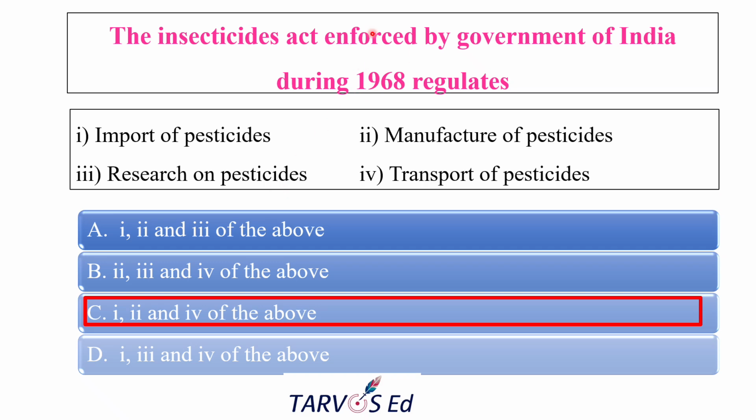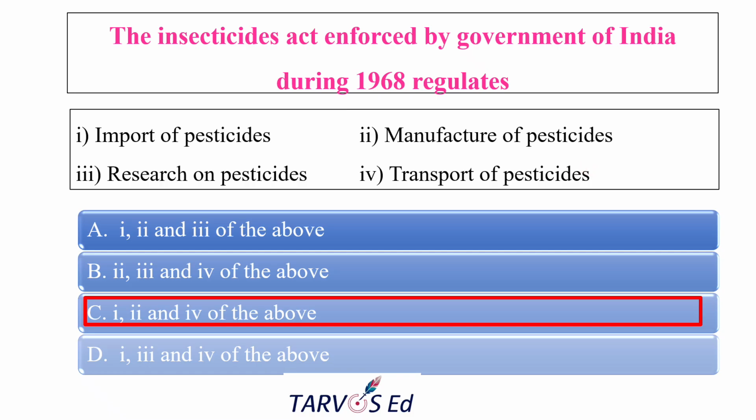Also, this act's main objective is to prevent risk to human beings as well as animals, in order to ensure pesticides are handled safely. So the options are import, manufacture, transport. If sales, distribution, and usage of insecticides are given, you can include those too.